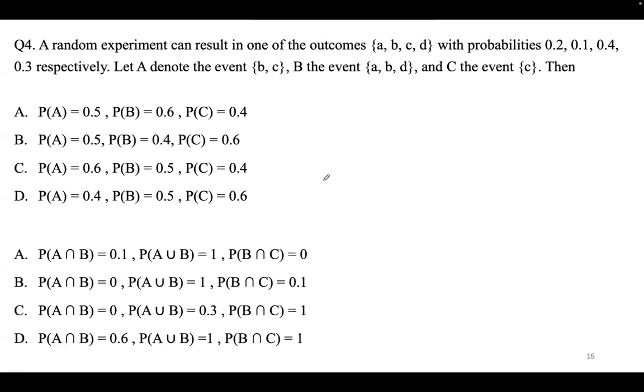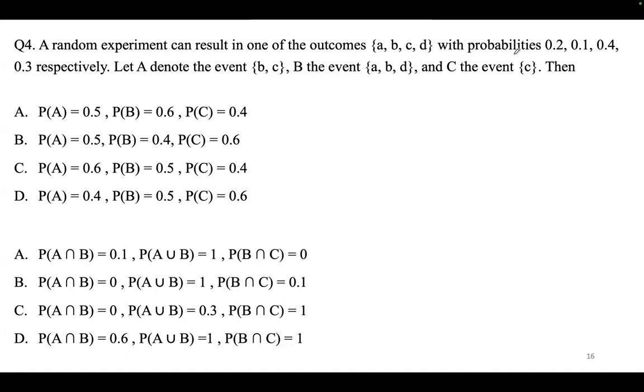And I think this is the last question. A random experiment can result in one of the outcomes A, B, C, D. And this is the probability: 0.2, 0.1, 0.4, and 0.3. The first thing you should always check in such questions is that the values that are there should add up to 1. It's just like a sanity check, but it's worth doing because otherwise the question does not make sense. So these numbers, obviously, add up to 1.